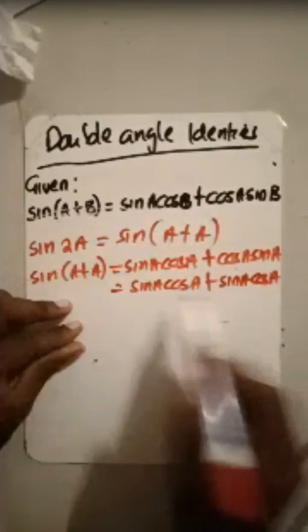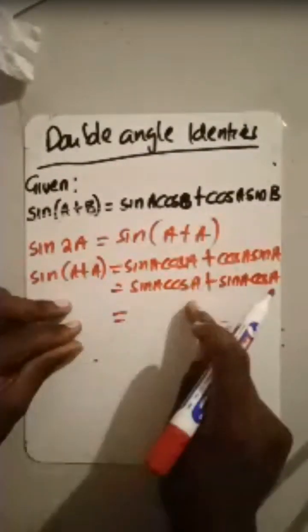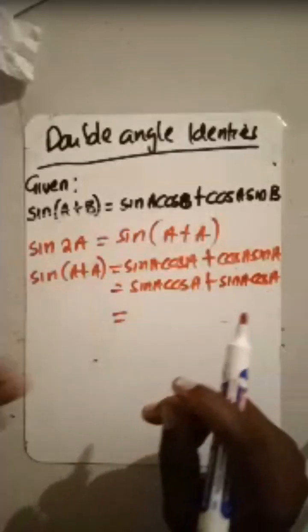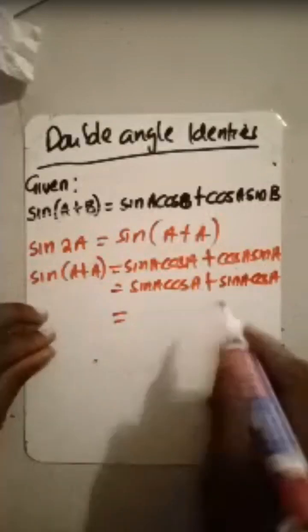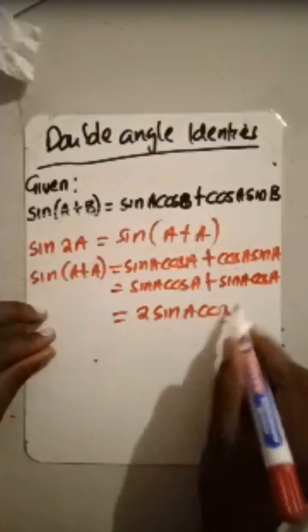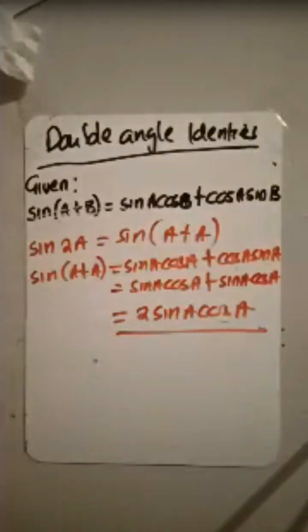Okay? So now these are like terms. If we add sine A cos A plus sine A cos A, what do we get? It's like adding xy plus xy. What do you get? You get 2xy. So this is the same as 2 sine A cos A. Any questions on this one? Guys, any questions? Are you okay?